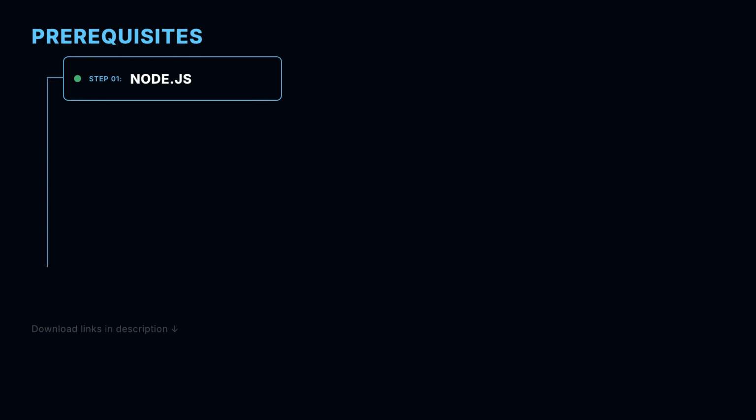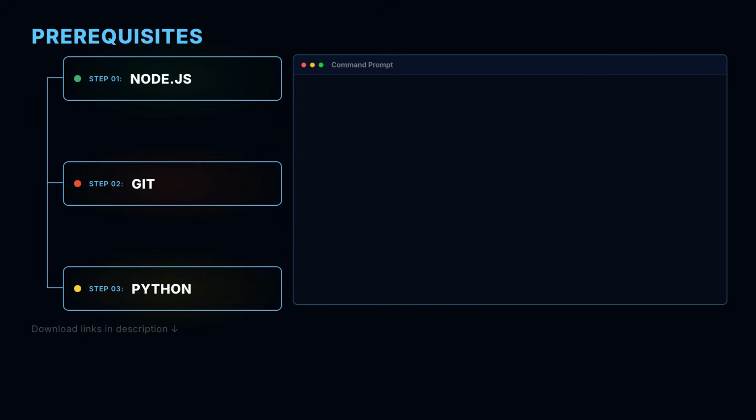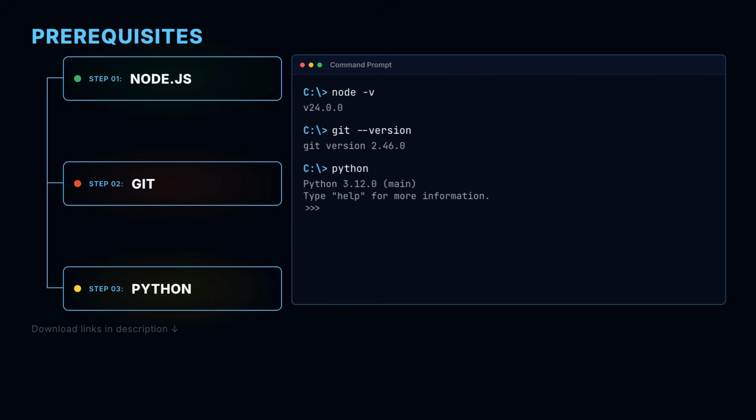First, you need to have a few tools installed: Node.js, Git, and Python. You'll find the links to all three in the description. Simply download and install them, and after installing, make sure to check their versions. Let me show you. To check Node's version, type node -v, and it will show you the version. To check Git's version, type git -v, and it'll show that version too. That means it's installed. After that, just type Python, and Python will open up, meaning that's installed too.